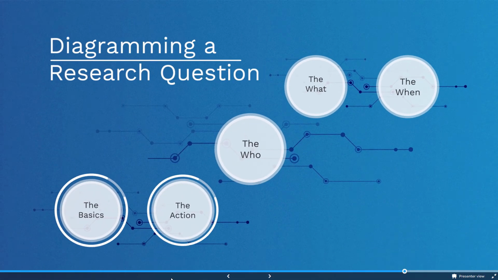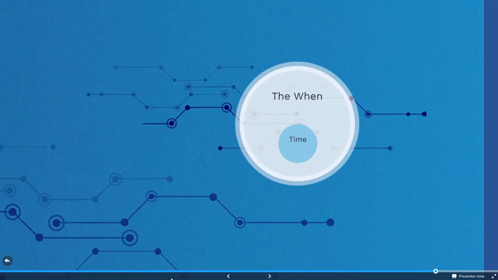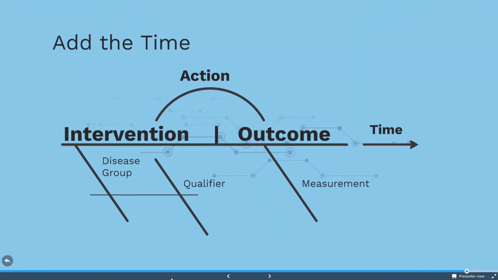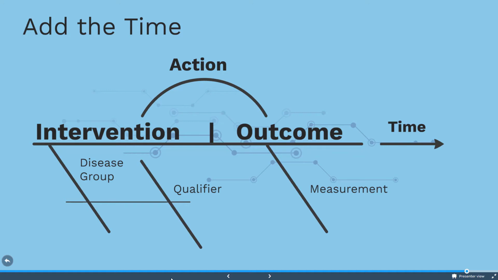We've gone through the basics, the action, the who, the what, and now we have to define the when. And that's the timing of your intervention and the duration of follow-up. So we have our intervention, our outcome, our action, our disease group with the qualifiers, and our measurement or measurements. And now we need to define the follow-up time. The crux of a randomized controlled clinical trial is that you do an intervention and then you have a follow-up measure. So you have measurements pre-intervention at baseline or month 0 or time 0.